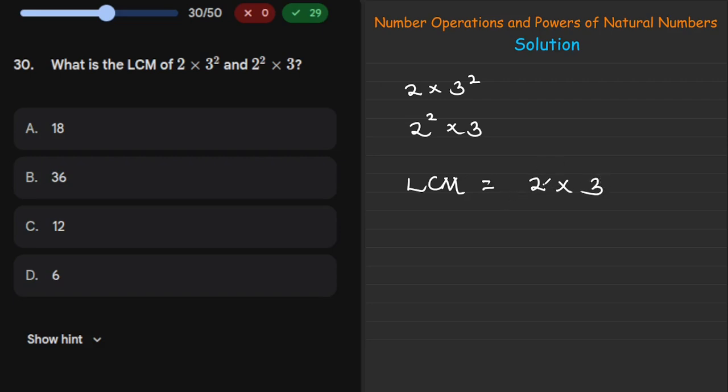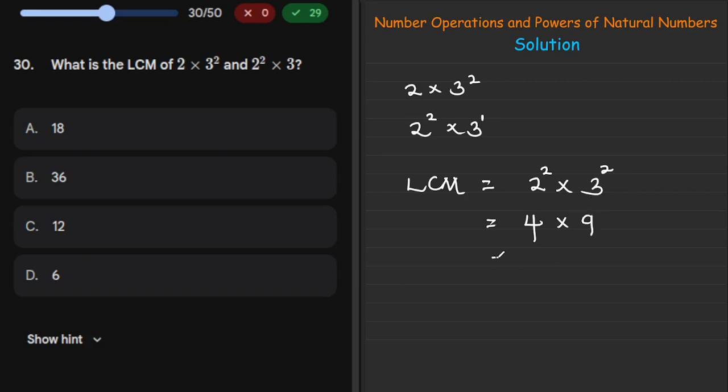And for LCM, you're actually taking the highest of these. So among the two, the highest is what? The highest power is 2. And for the 3, we also have what? A power of 1 here and then 2 over here. So the highest is what? The 2. So simplifying this, 2 squared is 2 times 2, which gives us a 4. Then 3 squared is 3 times 3, which gives us a 9.